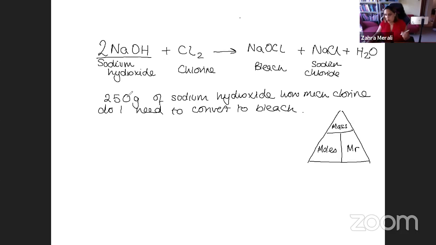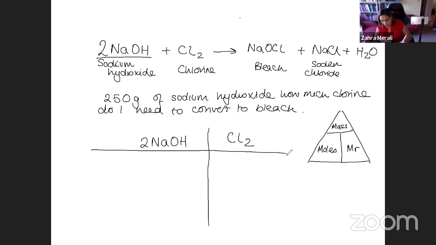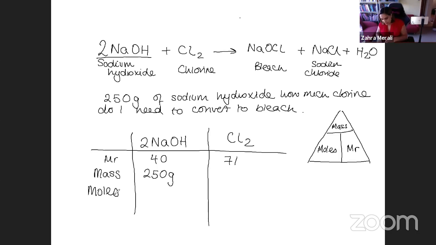And I'm going to say, what information do I know? Well, I know I need 2 lots of sodium hydroxide for every 1 chlorine. I know the MR is 40 and 71. I know the mass of sodium hydroxide is 250 grams, which means I can calculate the moles by doing mass divided by MR, which gives me 6.25 moles.